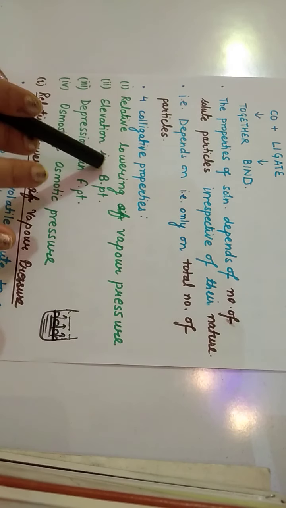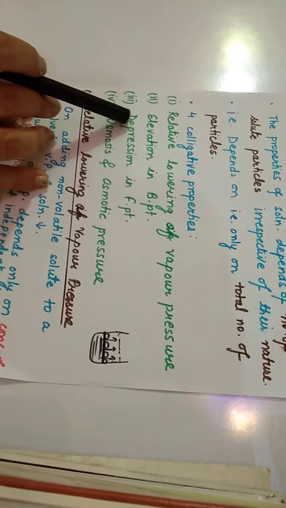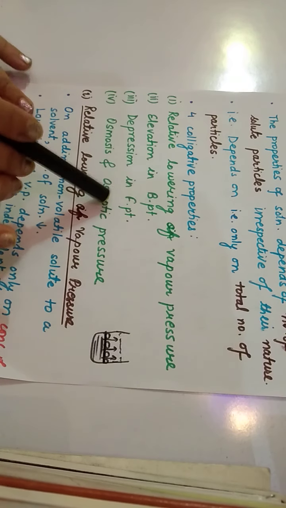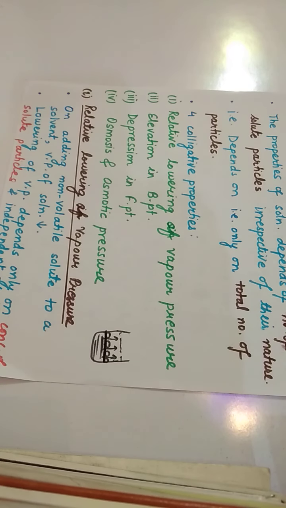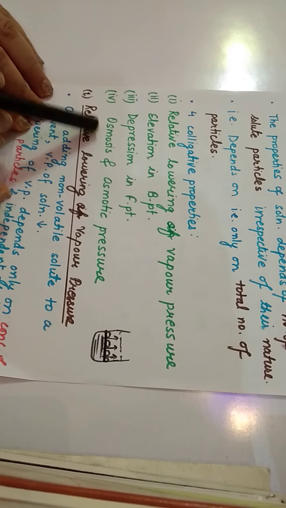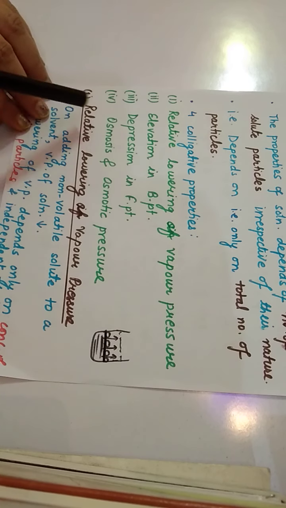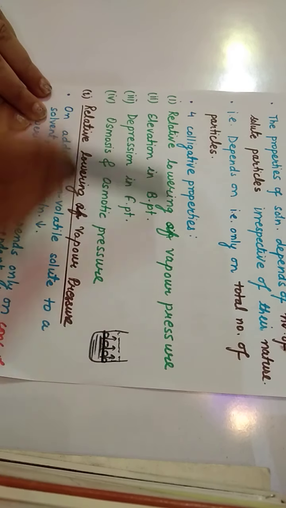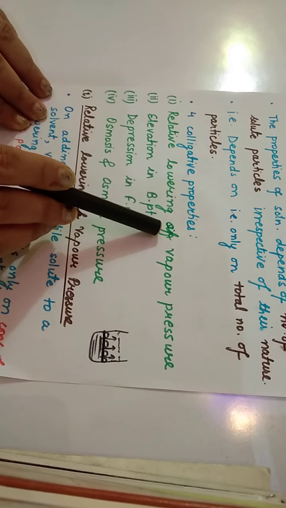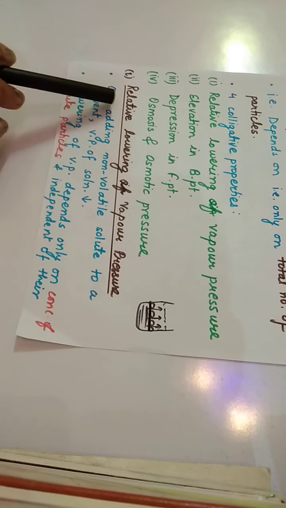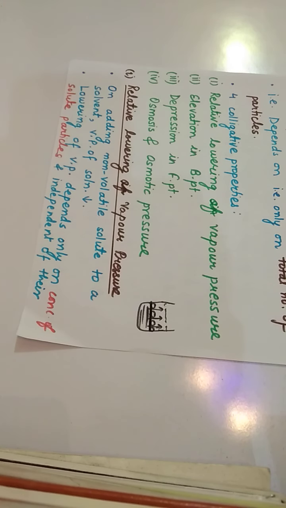So there are four colligative properties. First one is relative lowering of vapor pressure. Second one is elevation of boiling point. Third one is depression of freezing point. And fourth one is osmosis and osmotic pressure. In this lecture, children, I'll be only discussing the first colligative property, that is relative lowering of vapor pressure. How the vapor pressure of a solution lowers or decreases, this we will study, and by this we will be finding out the molar mass of the solute.